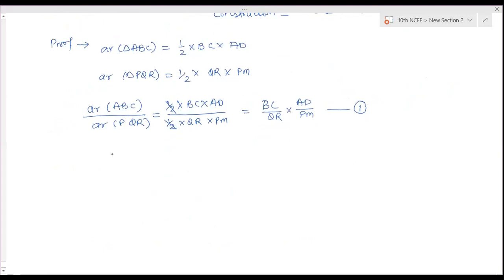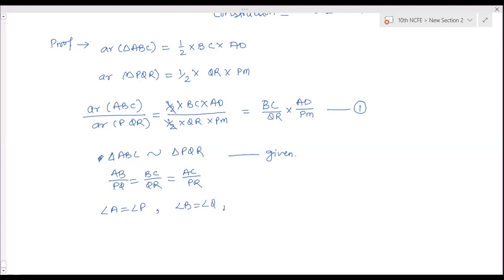Now they have given triangle ABC is similar to triangle PQR. So therefore, what are the things we can write from this? Side equality and angle equality we can write. So that is AB by PQ is equal to BC by QR is equal to AC by PR. And angle A is equal to angle P, angle B is equal to angle Q, angle C is equal to angle R. So this is CPST. Consider this as 2.